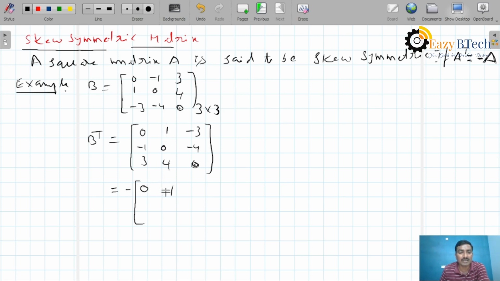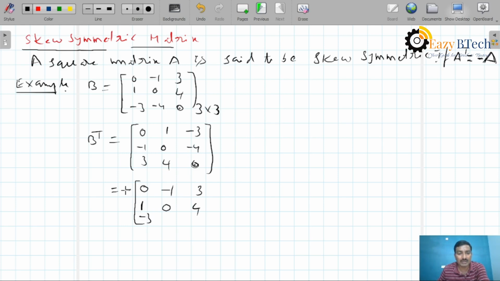Why? Because minus into minus is +1. Again this is -3, if you write +3, minus into +3, again -3. Here -1 can be written as +1. Why? Because minus into +1 is -1. This is 0 and come to here -4. Here minus into -4 is +4. So here +3 can be written as -3.